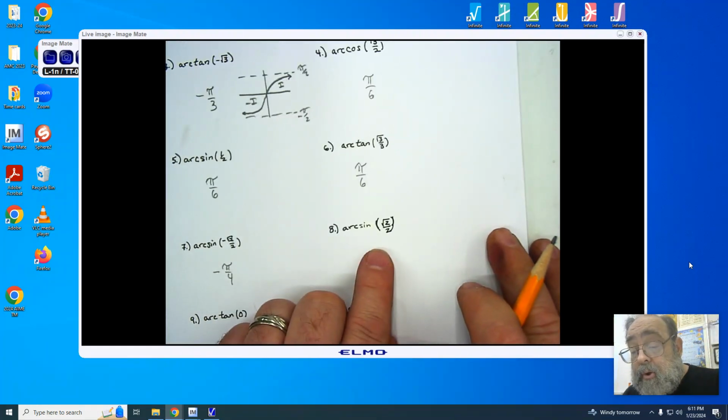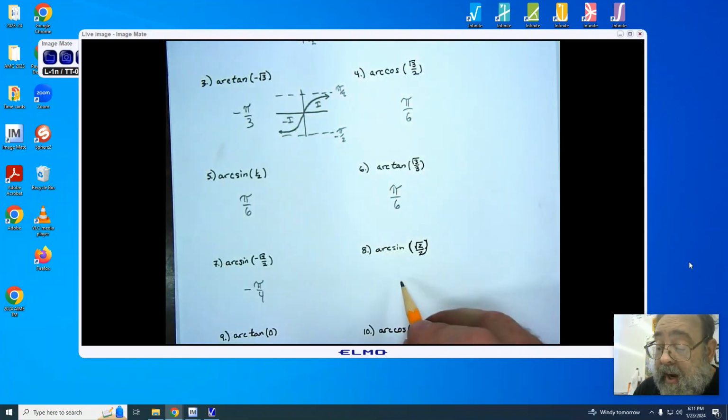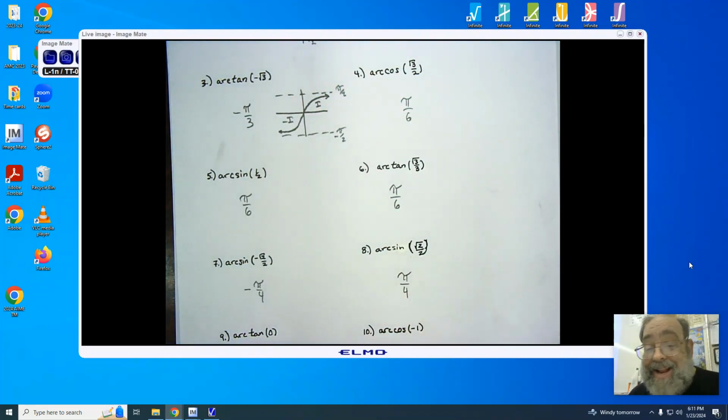Arc sine root 2 over 2. That's in the first quadrant. That's a positive pi over 4. Notice it's not going to give me a 3 pi over 4. It's not going to give me a 5 pi over 4. It's not going to give me a 7 pi over 4.